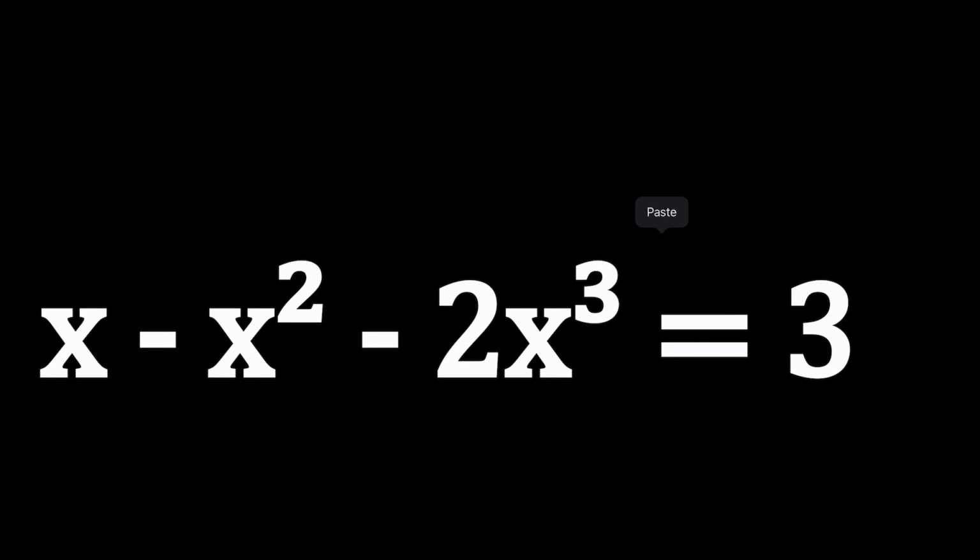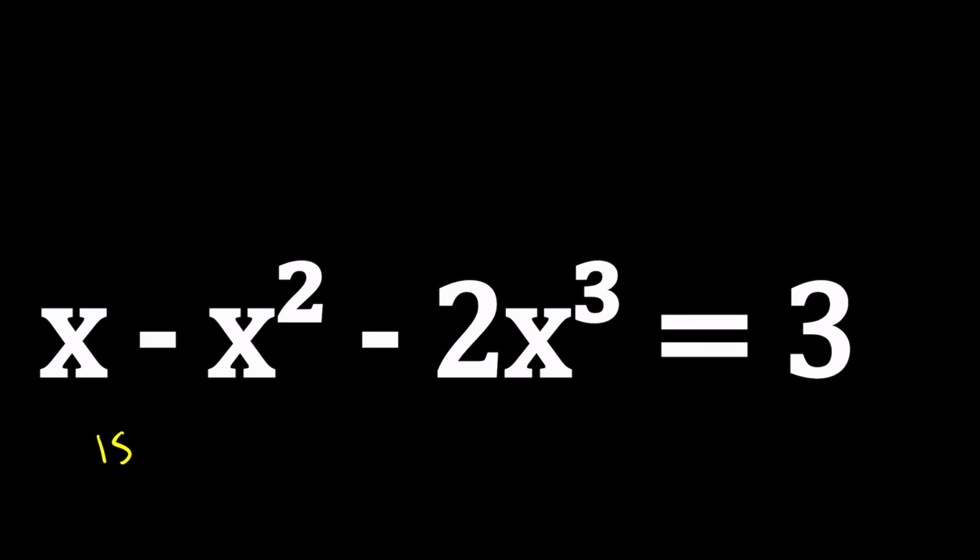Hello everyone. In this video we're going to be solving a cubic equation. So we have x minus x squared minus 2x cubed equals 3, and we're going to be solving for x values. What else could we solve for, right? So let's see how we can solve this problem in different ways.